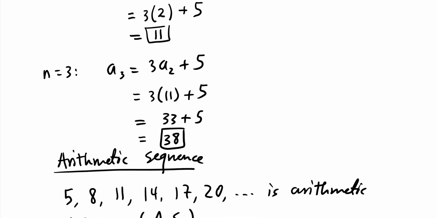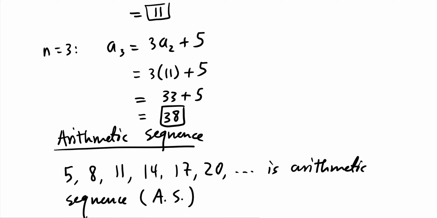So as an example of this, 5, 8, 11, 14, 17, 20. Do you see every time they're adding 3? So that's called an arithmetic sequence. And I'm going to abbreviate it with AS, arithmetic sequence. So this is just a specific example.